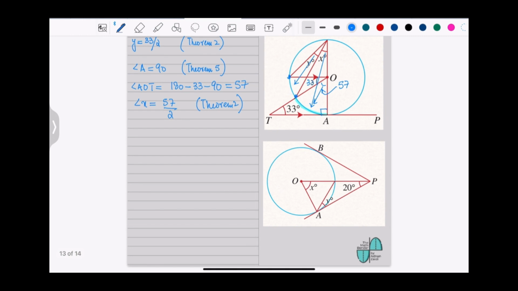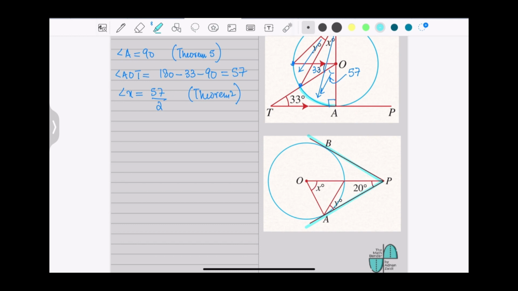Now there are two tangents, both emerging from point P, as you could see, the first one and the next, this one, PA and PB. Now, I can say that angle PAO is 90 degrees, the whole thing, theorem 5. So as I can see, this is a right angle triangle.